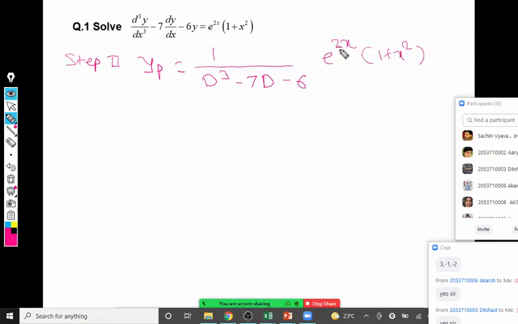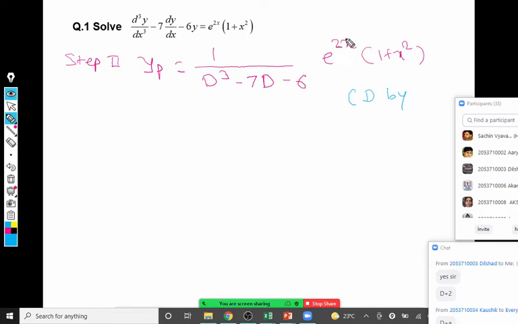So it is in the form of e raised to ax into v. So what should be done? What is the replacement? D by? Sir, minus 6 taking common. No, it is not algebraic only. If it is only algebraic, yes, we should take that minus 6 as common.